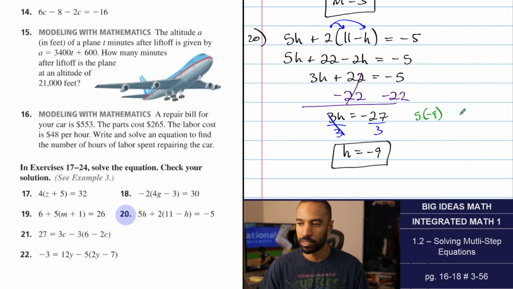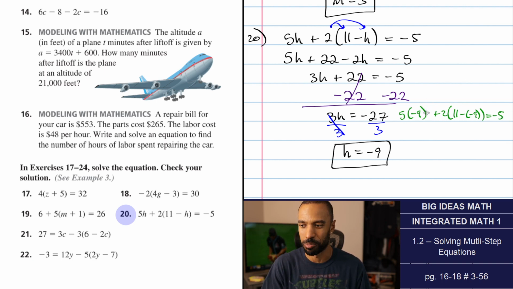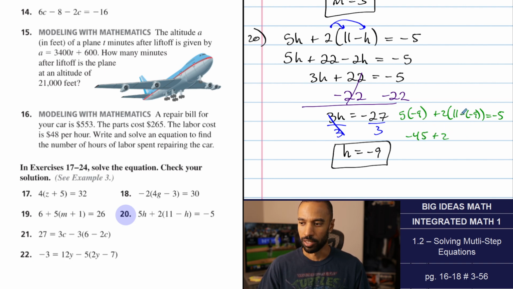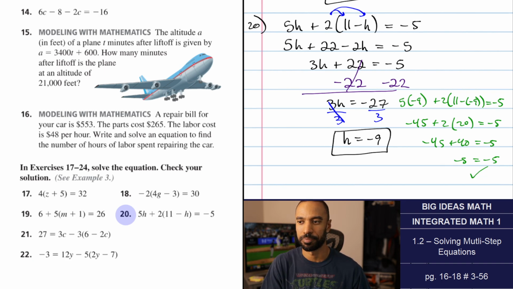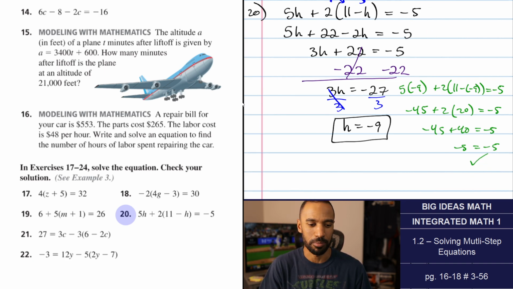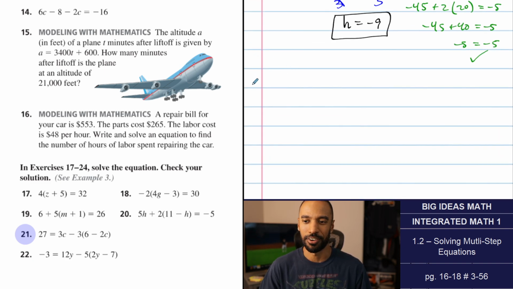5 times negative 9 plus 2 times 11 minus negative 9 equals negative 5. I almost feel like the double check of this problem is harder than the original problem itself. 5 times negative 9 is negative 45. 11 minus negative 9 is 11 plus 9, right? So that's 20. This is negative 45 plus 40, which is negative 5. So it does seem to work out. Again, though, it's one of those things where what if I mess up double checking? Then I think my answer is wrong, and I try to right a wrong, and I end up wronging a right. And I don't know.